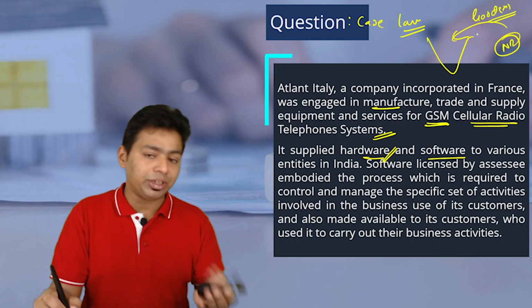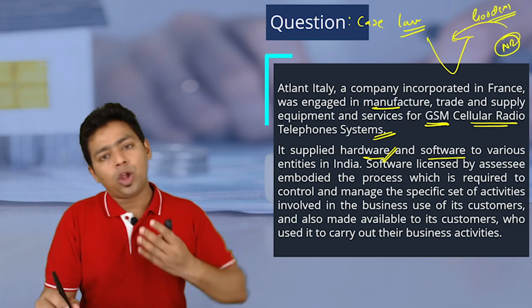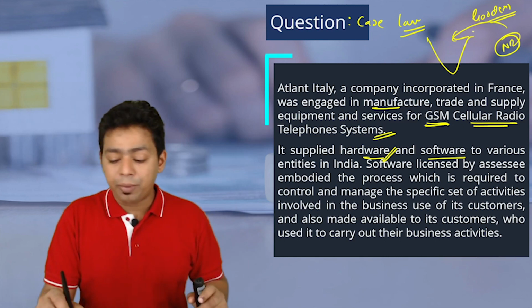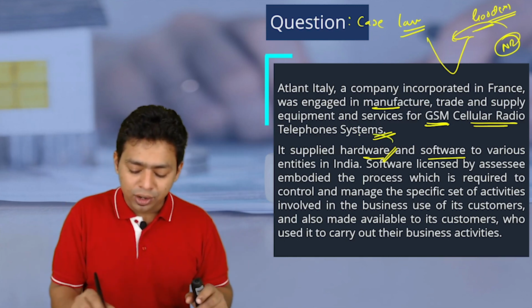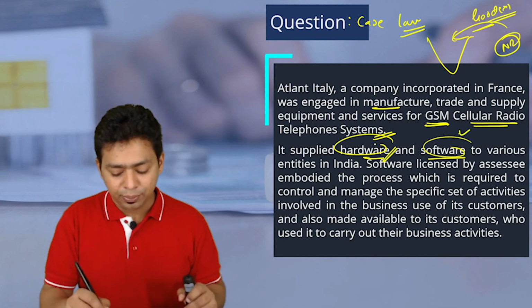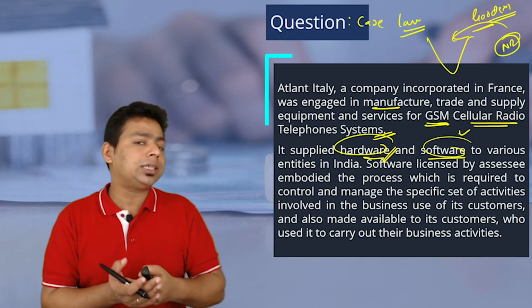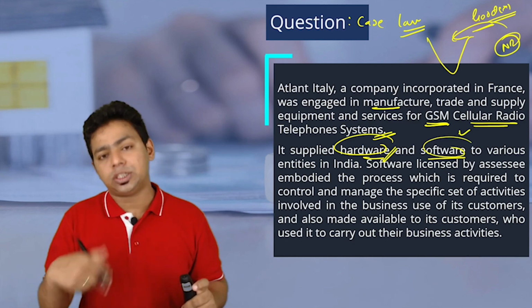Yeah, supply of services, supply of technical know-how, supply of patent, all those things are taxable in India, but not supply of goods. Here what has happened, they have given hardware as well as software. Only software is fully taxable, only hardware is not taxable. They have given both. Now whether it is taxable or not, that we have to discuss based on the case law.